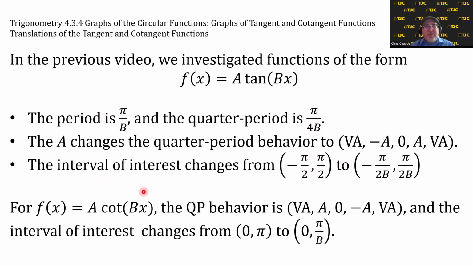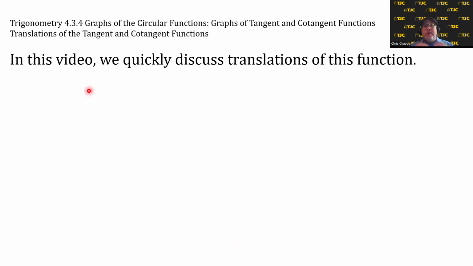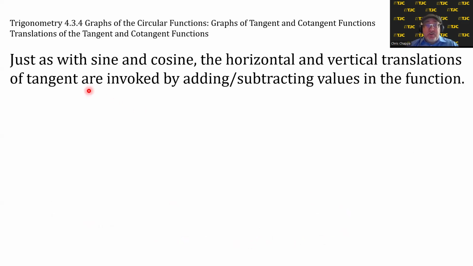And for f of x equals a cotangent of bx, the quarter period behavior was vertical asymptote, a, 0, negative a, vertical asymptote, and the interval of interest changes from 0 comma pi to 0 comma pi over b. In this video, we quickly discuss translations of this function.